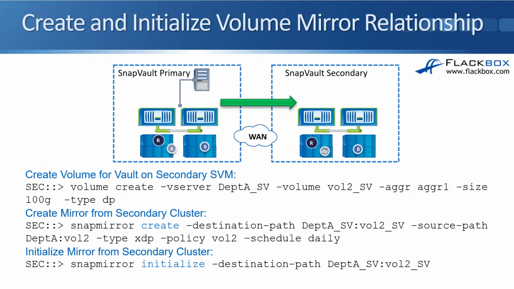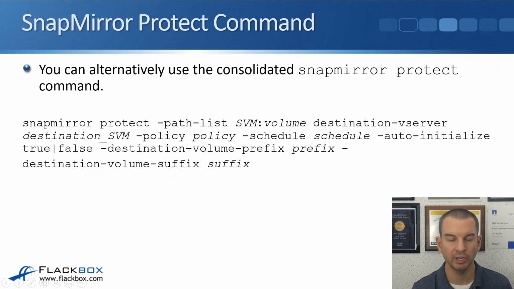Because in this example we're going to be pulling over daily snapshots as frequent as we get, we only need to check once a day, so we're going to use the schedule daily for that. And then finally, we need to do the initial baseline transfer. The command for that is SnapMirror initialize and specify the destination path that the data is being replicated into. Okay, so that was the whole command there.